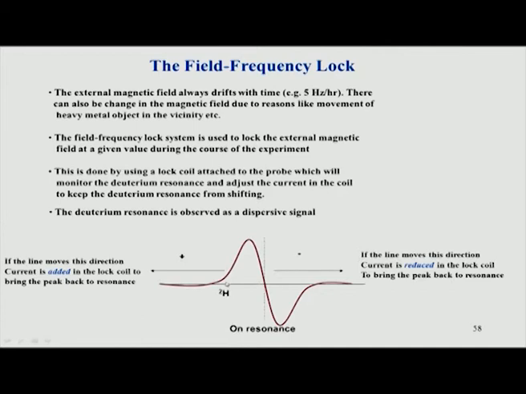If the magnetic field drifts, that means the magnetic field reduces, then this line will also shift, because remember, omega is equal to gamma B0. So if B0 changes, omega will also change, and omega is nothing but frequency. So this peak starts moving around if there is a drift in the magnet. So a correction is done. The current is supplied to a coil, the lock coil, such that this drift is subtracted.